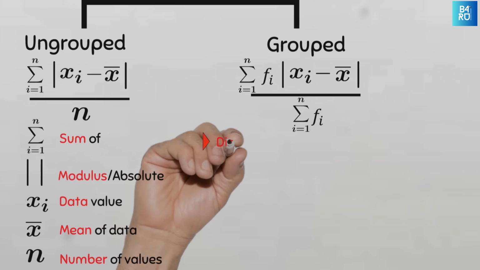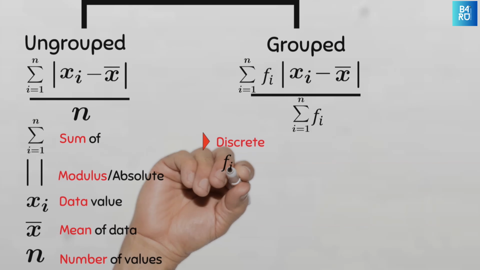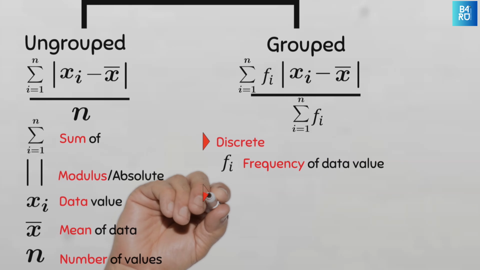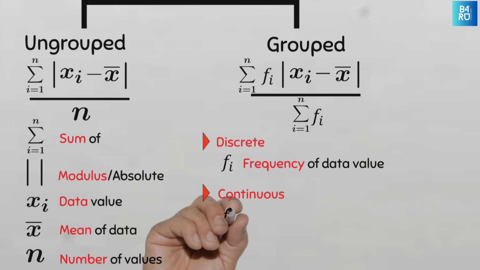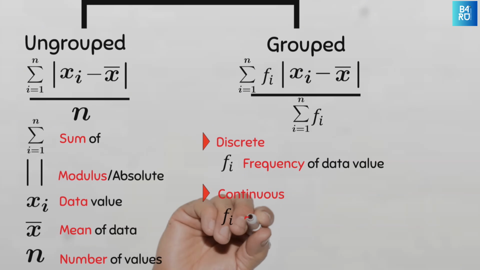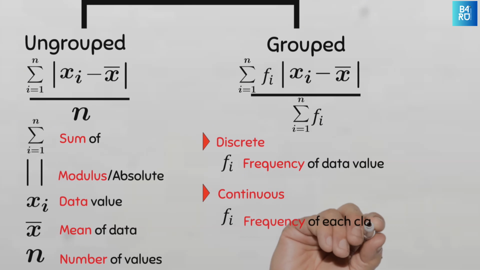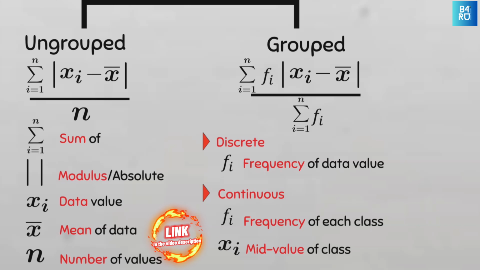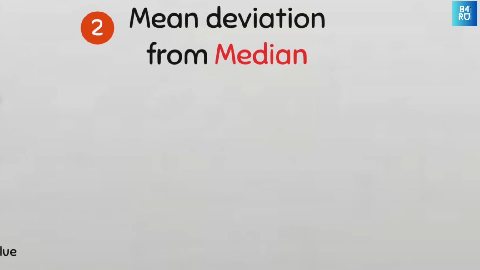So for discrete distributions, f subscript i is the frequency of occurrence of each data value. But for continuous distributions, f subscript i is the frequency of the occurrence of each class, while x subscript i denotes the mid value of each class interval. Easy peasy. Now if you want to learn how to apply this formula, then check out the link in the description of this video. Now let's go to the mean deviation from the median.